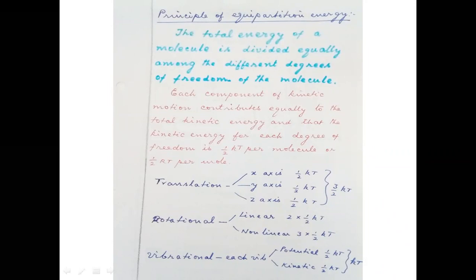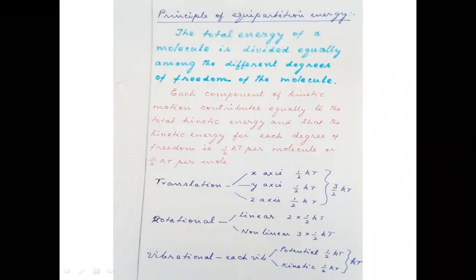See, the principle of equipartition of energy: the total energy of a molecule is divided equally among the different degrees of freedom of the molecule. What are degrees of freedom? We have seen this in the previous classes. A molecule can possess energy in three different kinds of motion. One is translational motion, that is the movement of the entire molecule. The second is rotational motion. The third is vibrational motion.